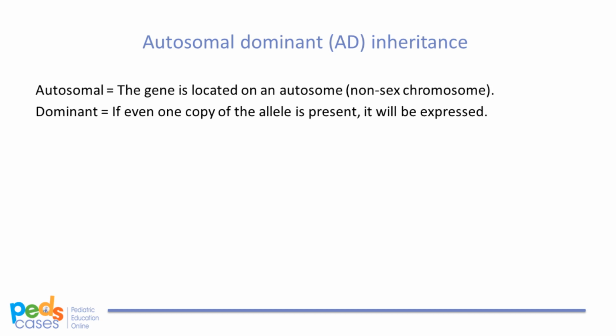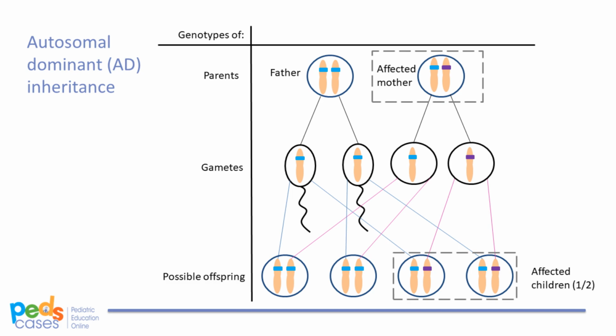In autosomal dominant inheritance, we're talking about the inheritance of an allele of which 1 copy is sufficient to produce a particular observable trait, which we call a phenotype. Let's illustrate with an example. Let's say that the purple allele of the gene of interest is dominant and causes a genetic condition. In this case, the mother possesses the dominant purple allele and is affected by the genetic condition. The father has no purple alleles, so he is unaffected.